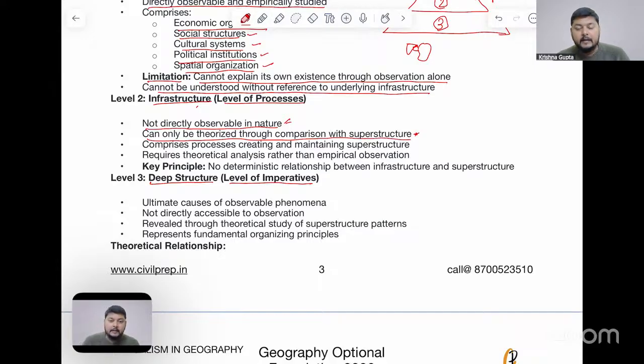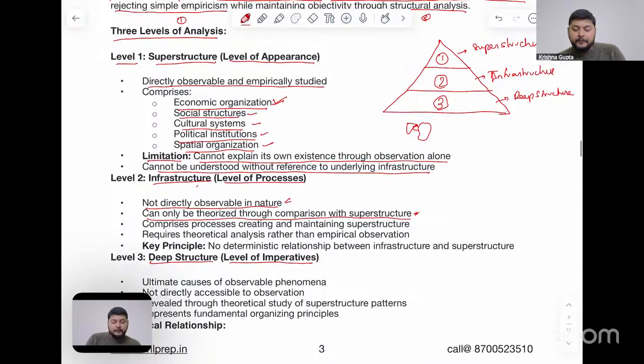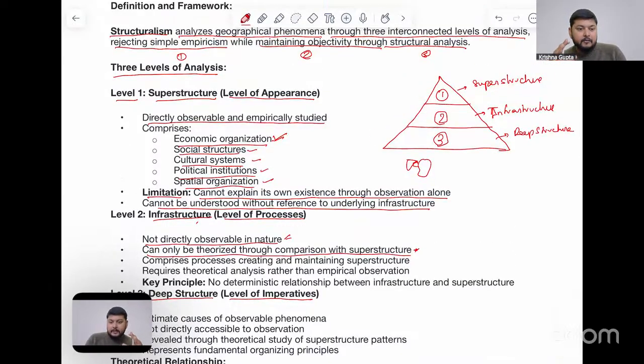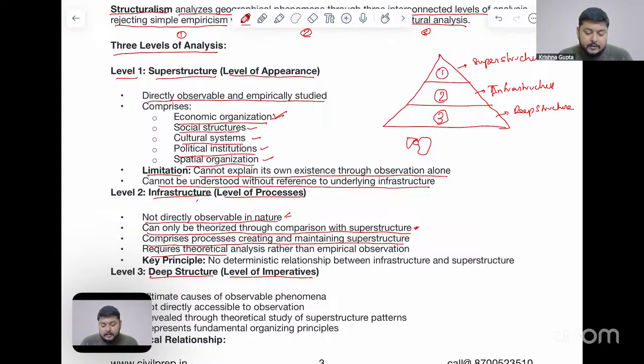So we need to ask how the superstructures are actually present and working, on the basis of which we can identify the infrastructures working behind them. It comprises processes creating and maintaining the superstructure. It requires theoretical analysis rather than empirical observation only. So here we need to interlink certain theories to understand these infrastructures, which cannot be understood only through observation or economic empirical studies.